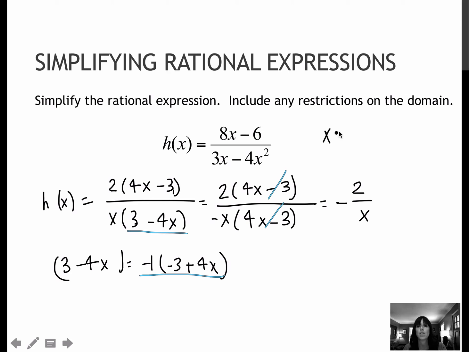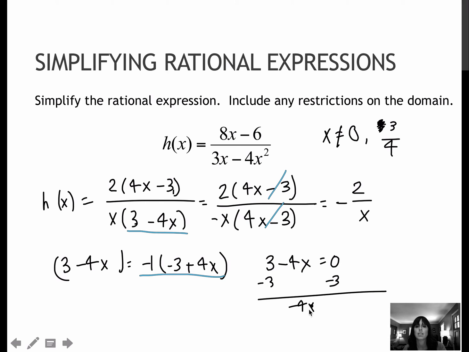My restrictions on the domain would have been 0, because if you have an x out here by itself, I know it cannot be 0. And then also positive 3/4. Again, you can do that by setting this equal to 0 and solving, and you get positive 3/4.